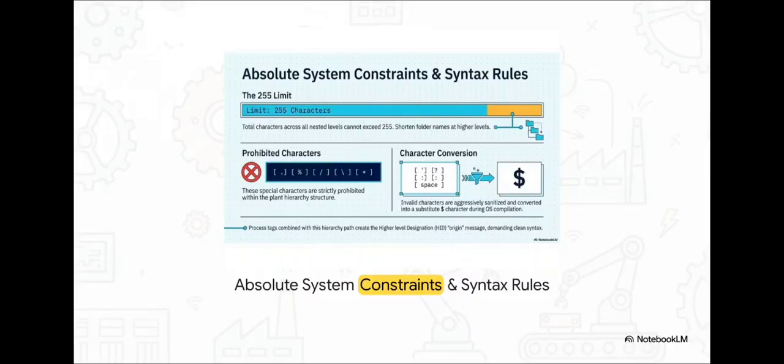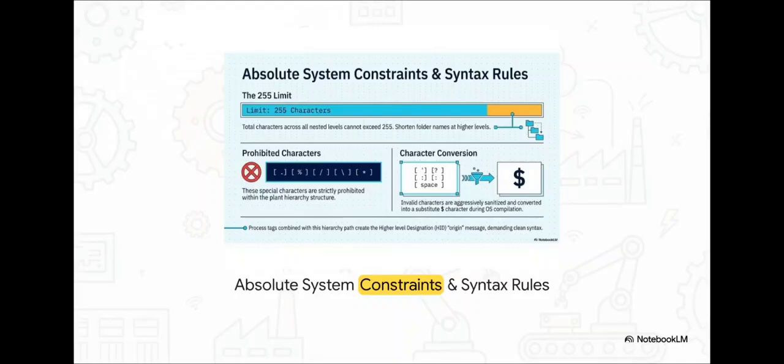They abbreviate folder names at the top levels just so they don't run out of space when they get down to the tiny equipment details. And it gets stricter. Certain characters, periods, percentages, slashes, even spaces are completely banned. The system acts like a ruthless bouncer. It aggressively sanitizes any of those invalid characters, instantly swapping them out for a $ sign the moment you try to compile.